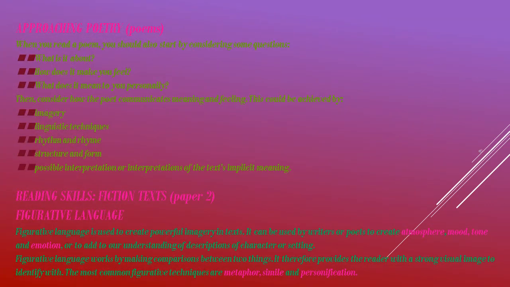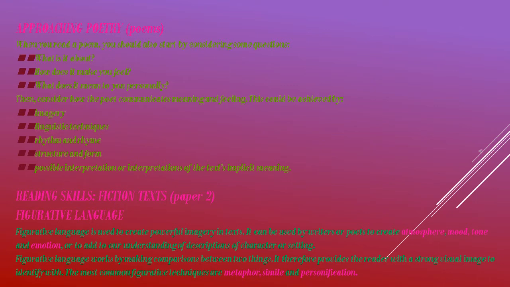So that was approaching a text, good students, but now let's look at approaching poetry or poems. So what exactly do you need? When you read a poem, you should also start by considering these questions. What is it about? Is it about poverty? Is it about war? Is it about love? Could it be about child labor? Especially the one in Out. We're going to be looking into that. How does it make you feel? What does it mean to you personally? And then consider how the poet communicates meaning and feeling.